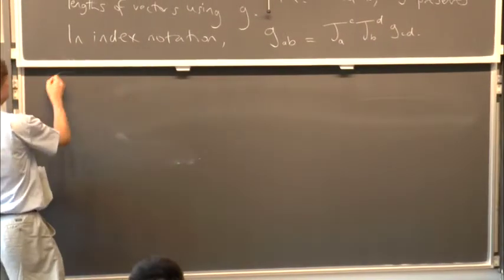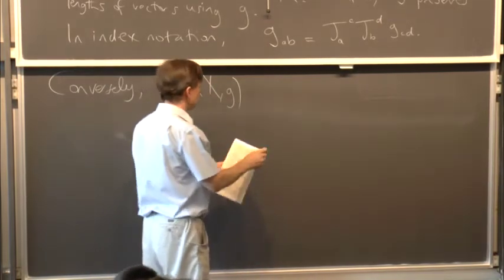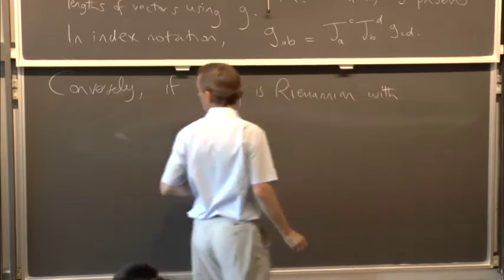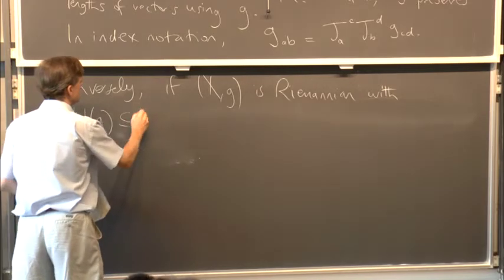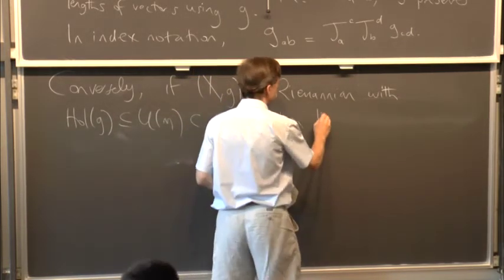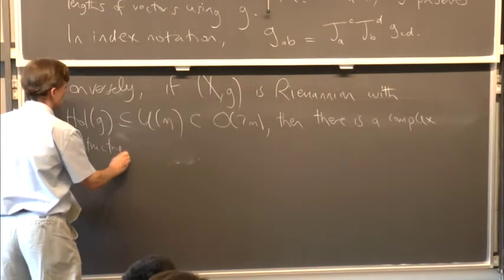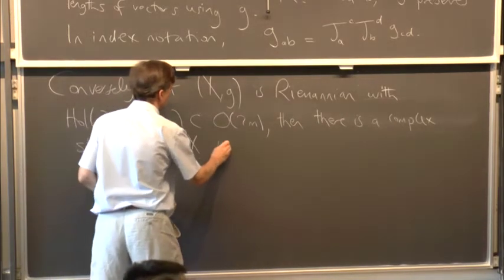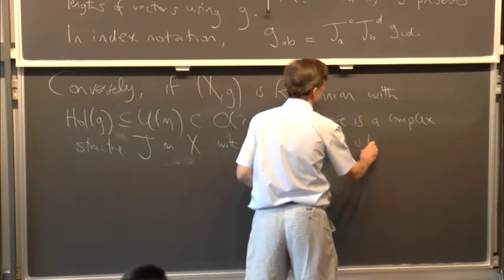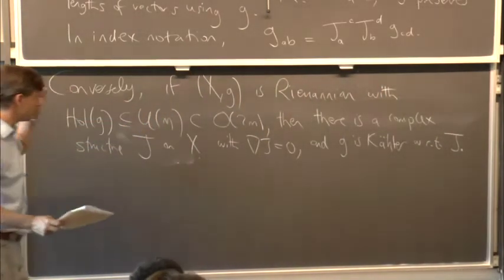Now, as a kind of converse to this proposition, if X and G is Riemannian, with the holonomy group of G contained in U of m inside O of 2m, then there is a complex structure J on X with nabla of J equals 0, and G is Kähler with respect to J. Of course, there might be more than one such complex structure.